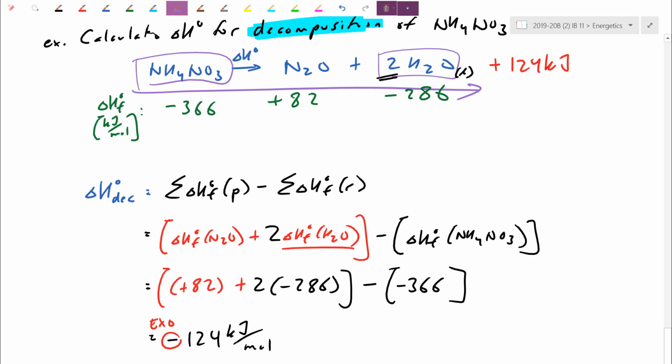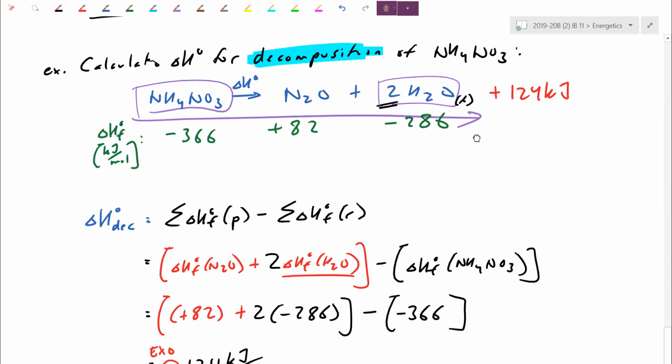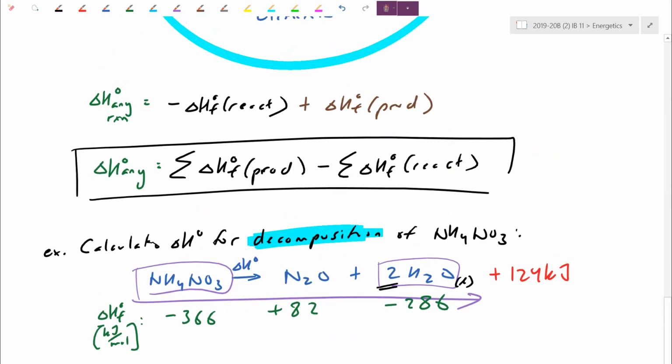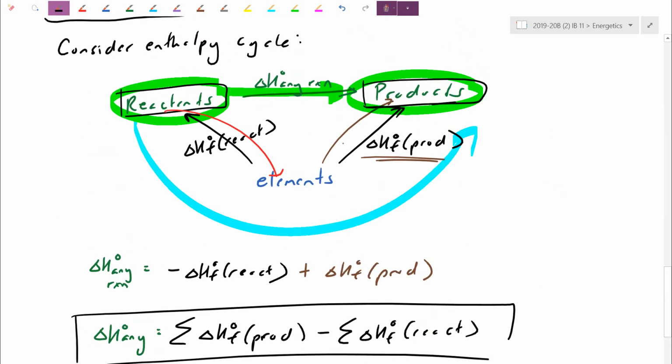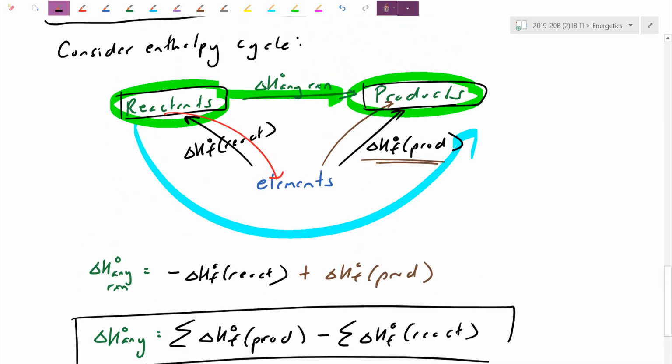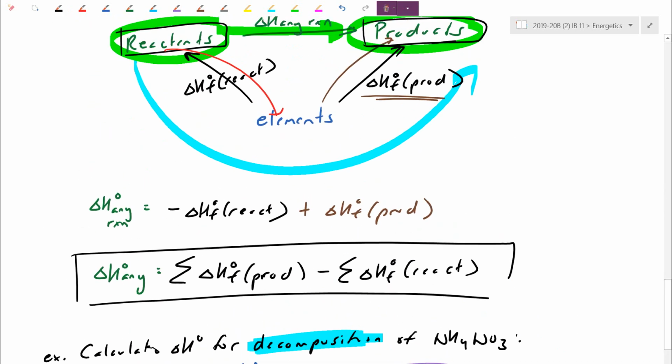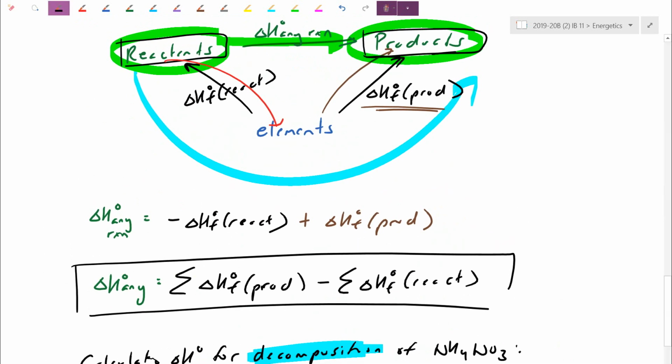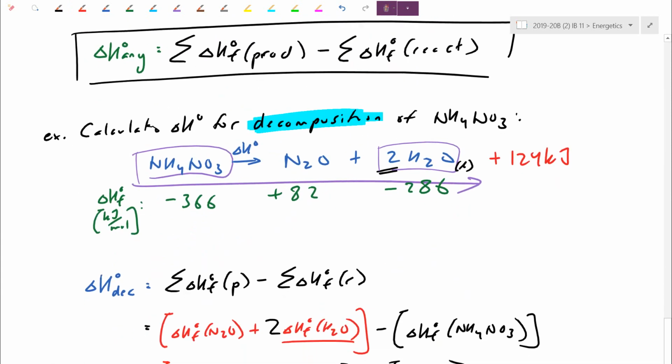Again, I want to emphasize that I was able to find the delta H of something that was totally not a formation. What I did is I engineered a formation detour around it. I had the same start, same finish. That's what the formula does for you. It doesn't matter whether it's a decomposition. If you take this formation detour, if you do products minus reactants, it gets you from the same start to the same finish, and it gives you the overall delta H.